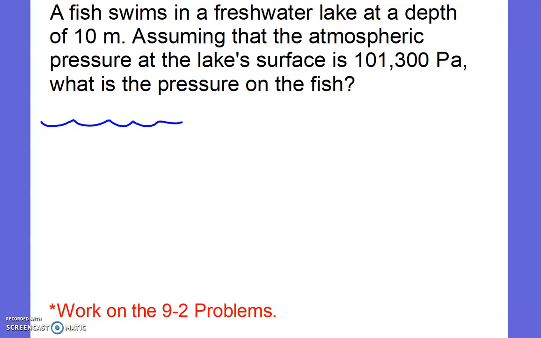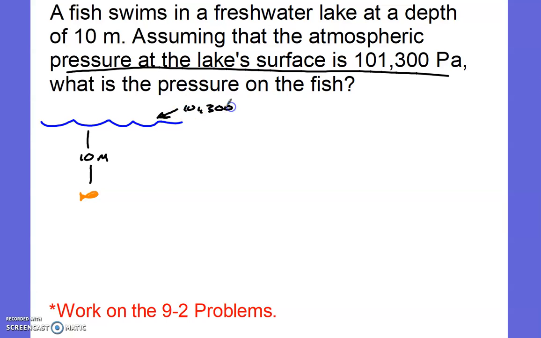We've got the surface of the water. We've got our fish over here. And we are at a depth of 10 meters. We're going to write down our givens. Now the pressure at the surface, that is P sub 0, that is the pressure here at the top, is 101,300 pascals. So that's P sub 0 is 101,300 pascals.